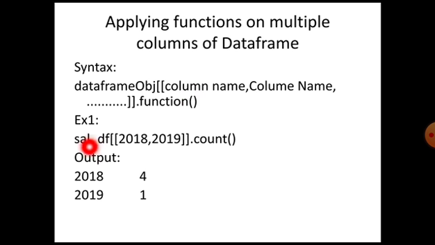So here we are using cell df 2018 comma 2019 comma count. So I want to count non NA values. So in 2018 how many values are there? 4 values, and in 2019 there is a single value, the rest 3 are NA values. So it is counting the result.